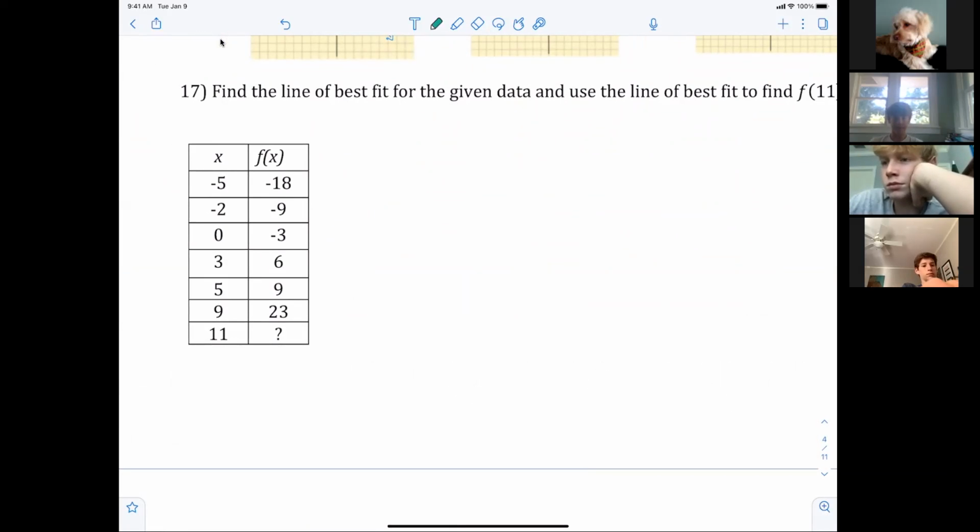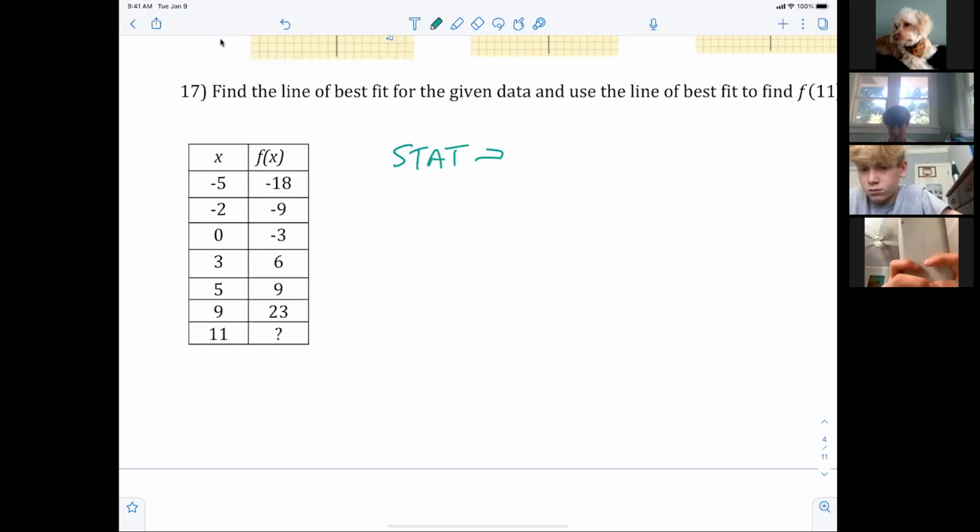Line of best fit. Take out your calculators, right? I'm sure everybody remembers this. We go to stat and then hit edit. Stat edit. L1 is your x values, and L2 is your y values. That is exactly correct.